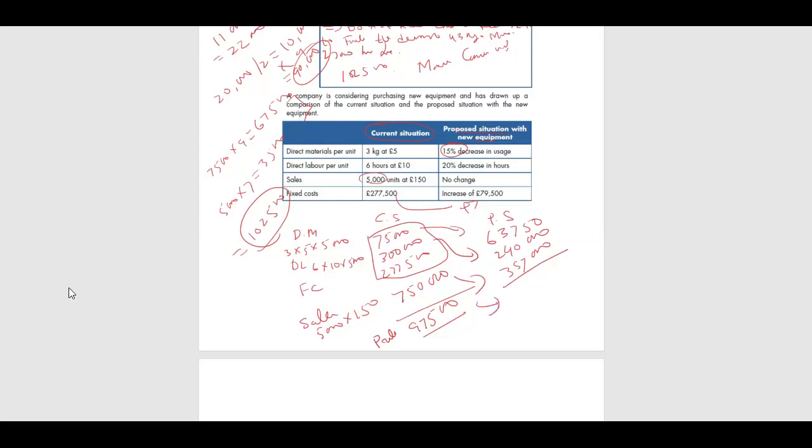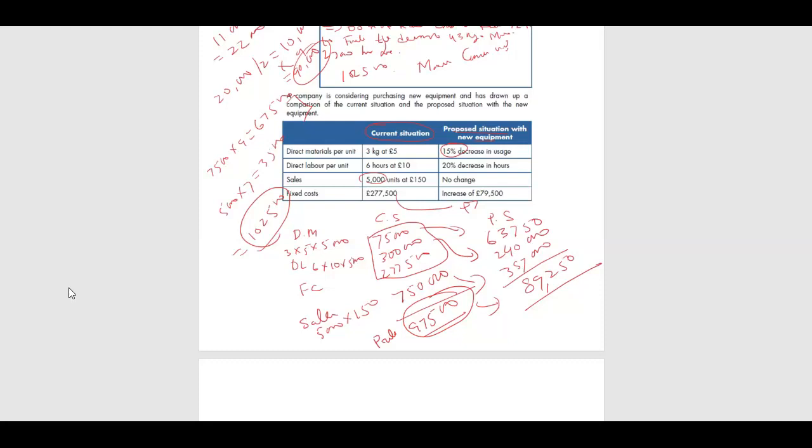So we can see the profit is 89,250. If I keep it as it is, the profit is 97,500. If I buy the new machine, the profit is 89,250, so the profit is less. If I buy the new machine, my profit will be less, so I'll not buy the machine. That will bring me less profit. So I'll say no, I'm not going to buy the machine.